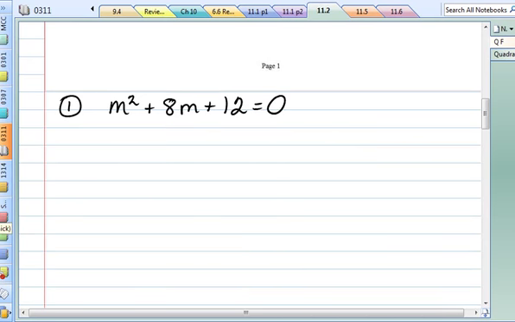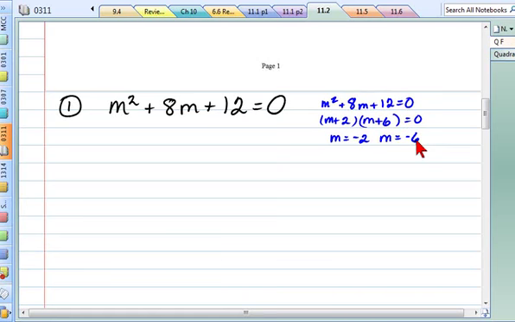As a matter of fact, if I write it real tiny over here, m squared plus 8m plus 12 equals 0. Now I'm going to cheat a little bit. I'm going to do this by factoring. And does everybody agree that it's m plus 2 times m plus 6, which means m is negative 2 and m is negative 6. Now that's not what these instructions told me to do. They told me to use a formula. All right, so there's the answer by factoring.